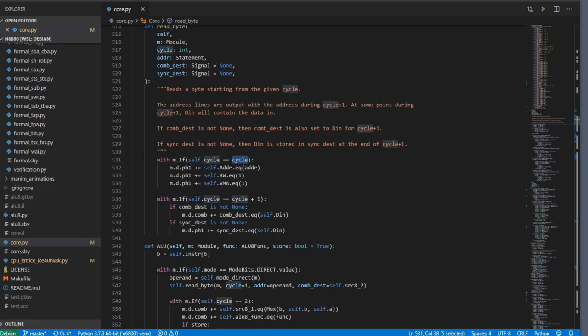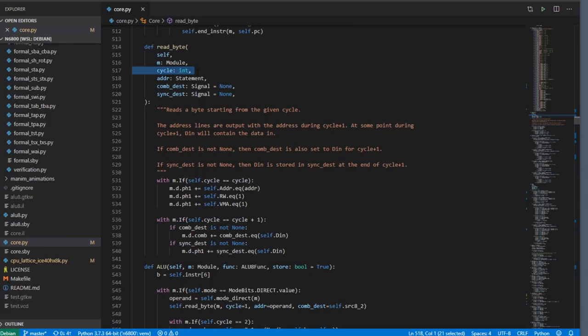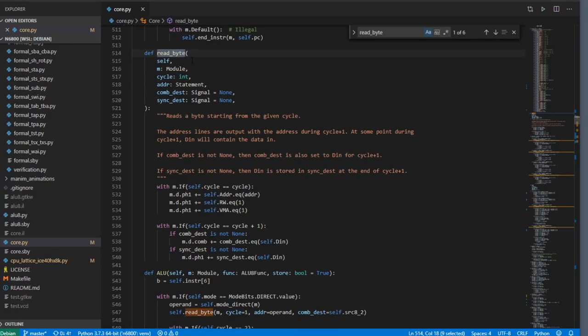We're taking the cycle, and during synthesized time, we're comparing it to self.cycle. Well, maybe we can optimize that, because we can see that cycle is passed in as an integer. So maybe I've prematurely optimized here, and what I can do is find all places where read byte is used, there are only six places, and just replace it with this code, except just set the cycle appropriately.